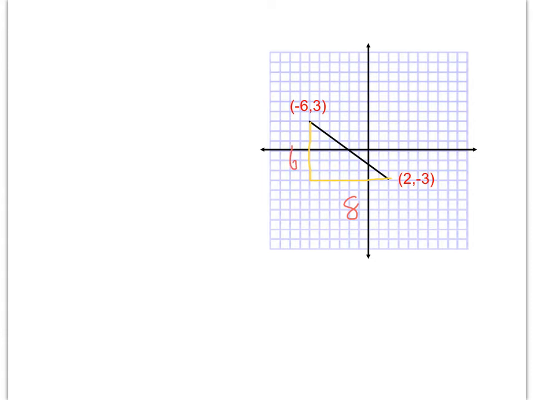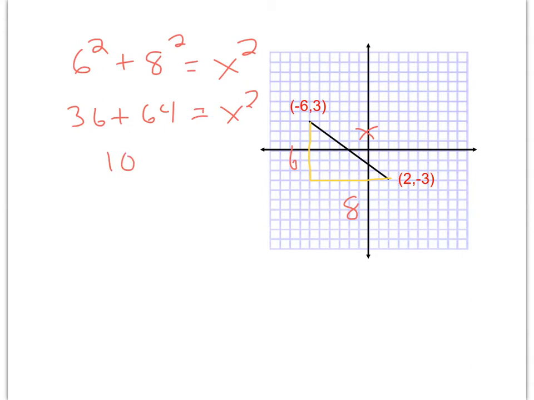Okay, so I now know it's going to be 6 squared, using the Pythagorean theorem. 6 squared plus 8 squared is equal to, there's my missing sign, x squared. 6 squared is 36. 8 squared is 64. That's equal to x squared. 36 plus 64 is 100. 100 equals x squared. X must equal 10. My missing side is 10.